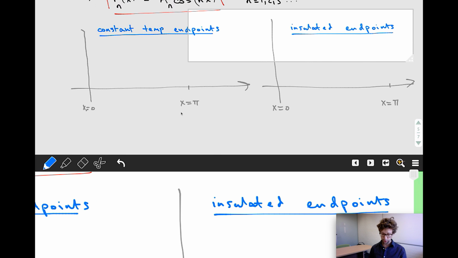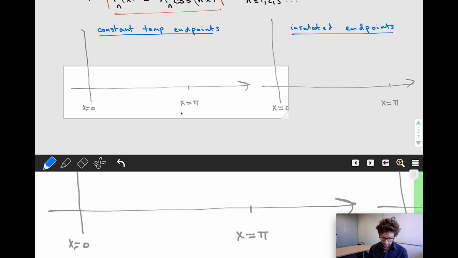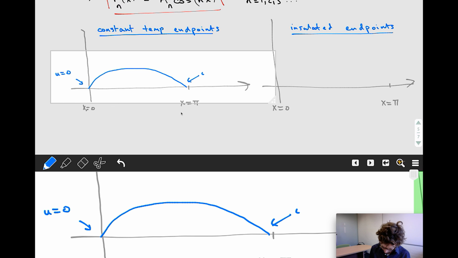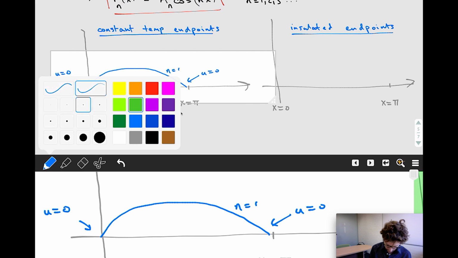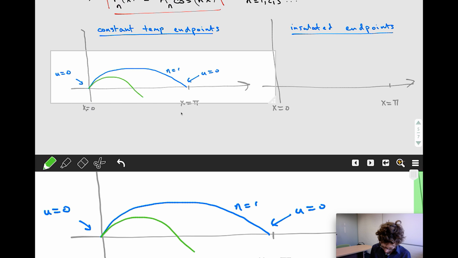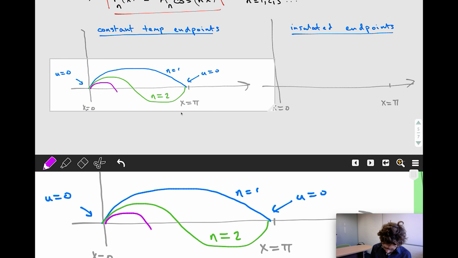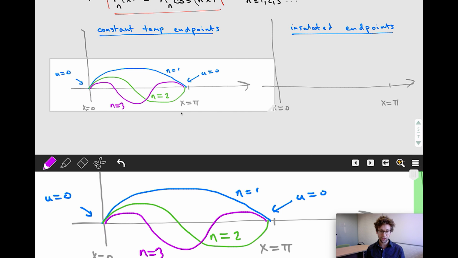So in the constant temperature endpoints case, we found that the solutions looked like sines, and so they satisfy the boundary conditions that the temperature has to be 0 at each end. So this was the case of n is equal to 1. We could look at n is equal to 2, and so on. So those sines automatically satisfy my boundary conditions.